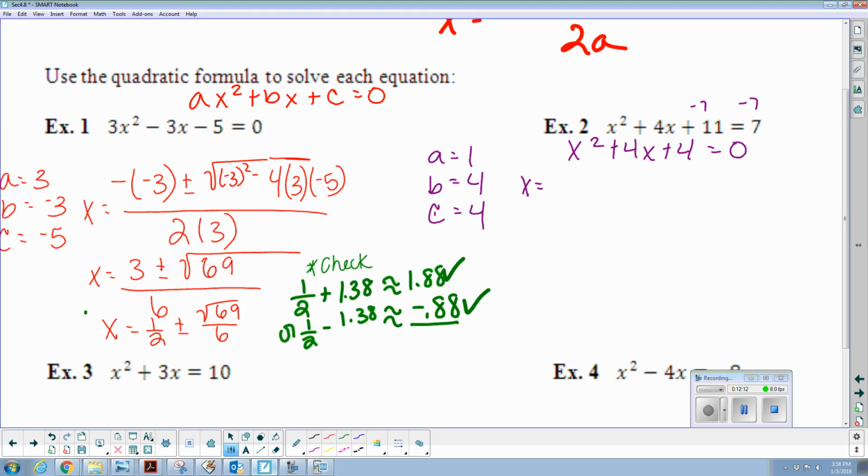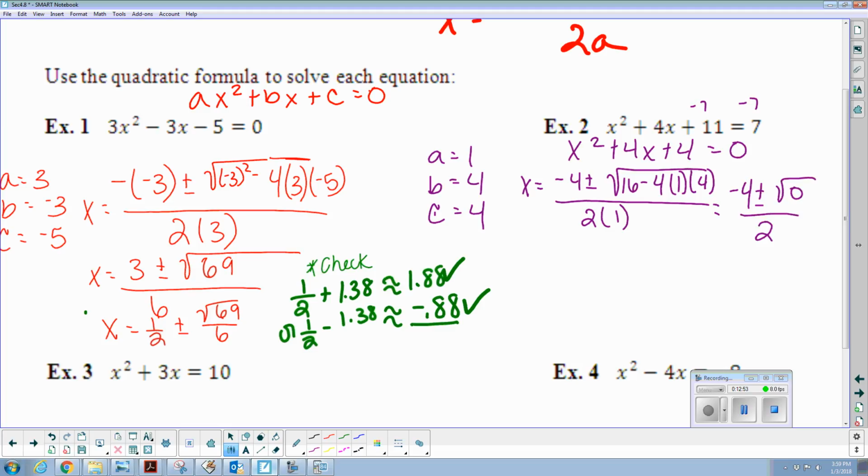So x equals negative 4 plus or minus the square root of b squared, which is 16, 4 squared is 16, minus 4 times a times c, all over 2a. So we can go ahead and simplify this. Negative 4 plus or minus 16 minus 4 times 1 times 4 is 16 minus 16, which is square root of 0, which is just 0, over 2. So we have x equals negative 4 over 2 plus or minus 0 over 2, which is just 0. So we have x equals negative 2.